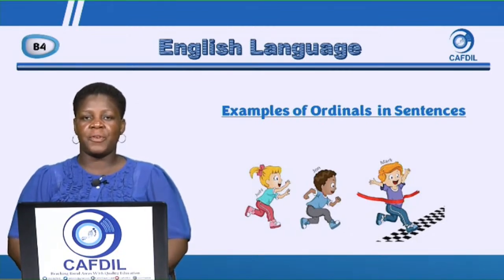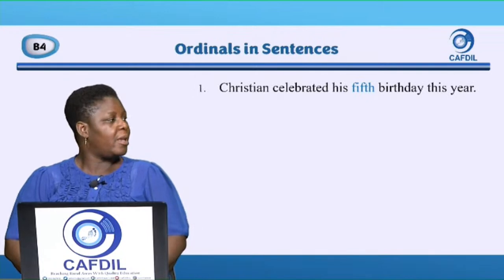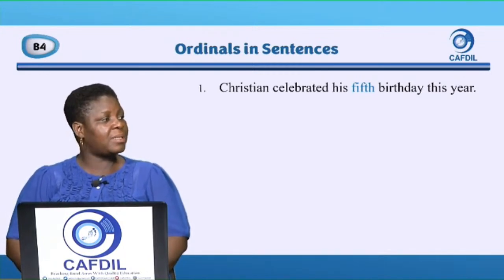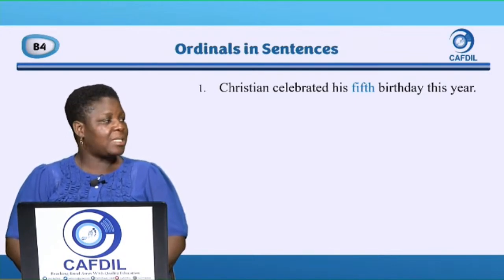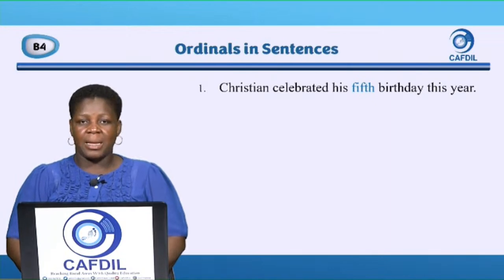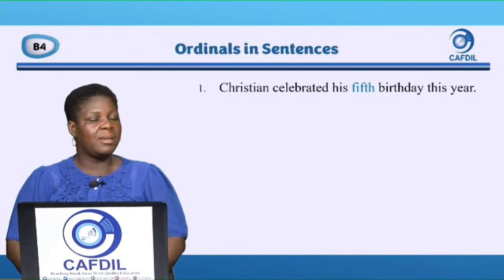Let's look at examples of ordinals in sentences. Christian celebrated his 5th birthday this year. So you cannot say Christian celebrated his 5-year birthday. We use 5th, telling the number of times Christian is celebrating his birthday. So it is the 5th time, and that is showing position.